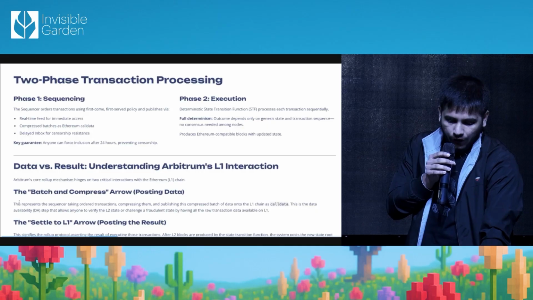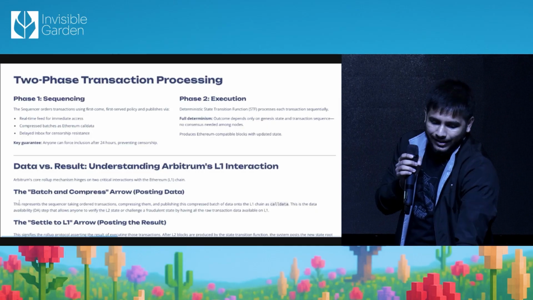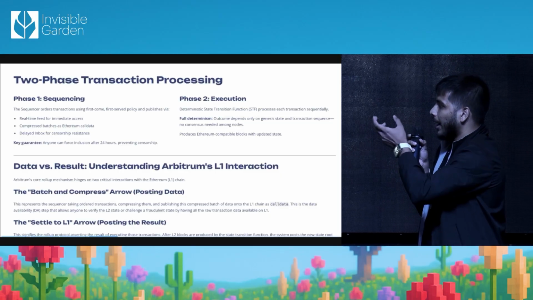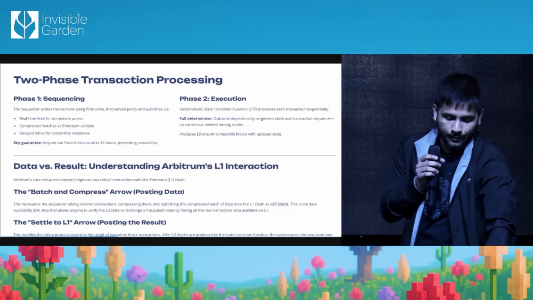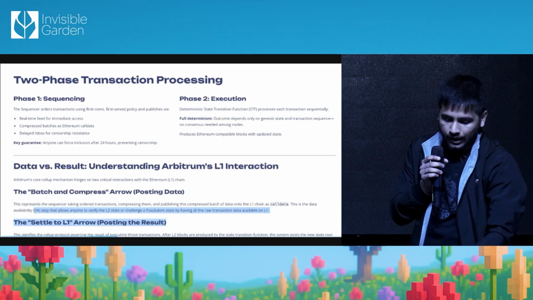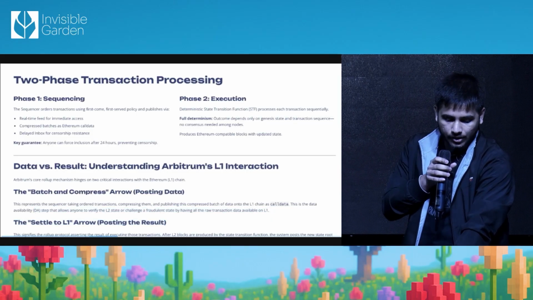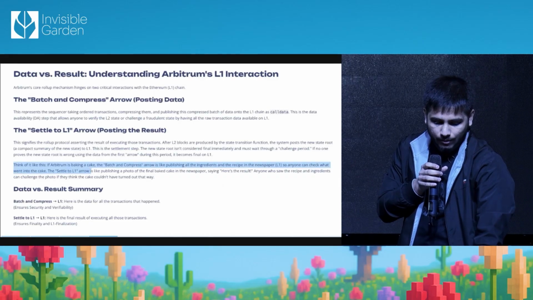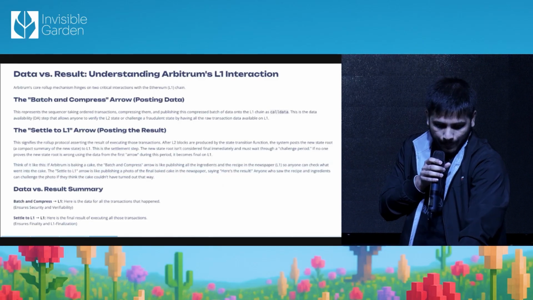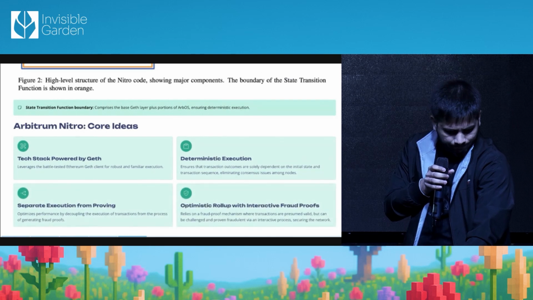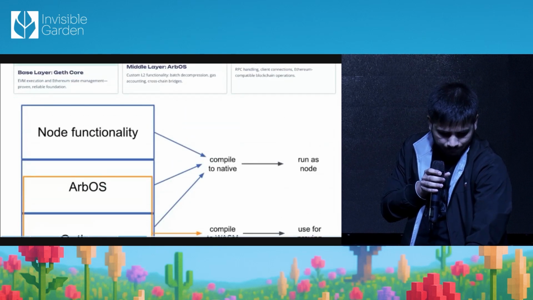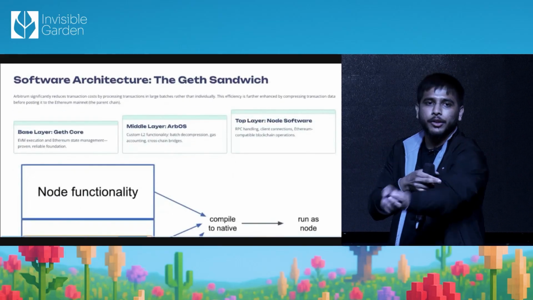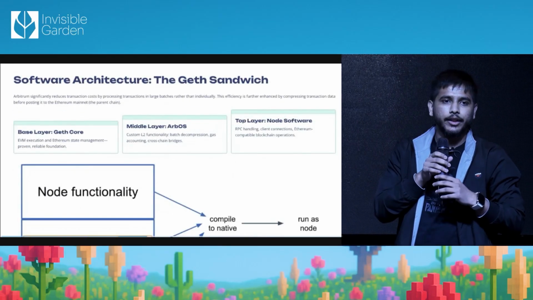So the first arrow was the batch and compress. It takes the ordered transactions, compresses them, and puts them on the L1 chain, and then settle to L1 is actually posting the result after the transitions. And this is like the analogy I explained. So this is clear to everyone, right?